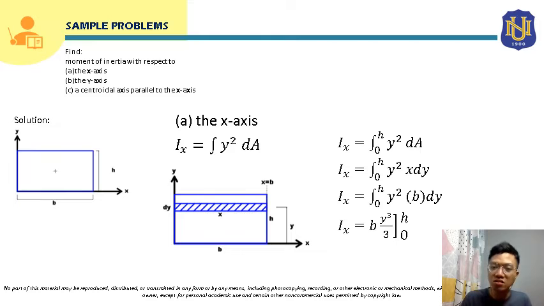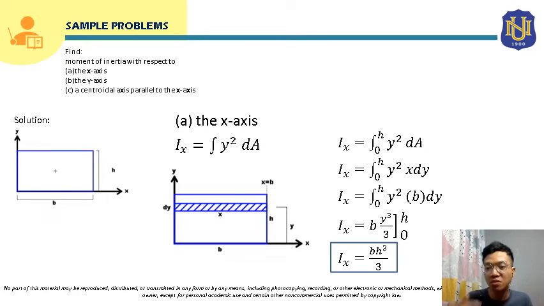Integrating y squared dy from 0 to h, with b factored out, gives y cubed over 3, which we evaluate from 0 to h. We substitute the upper limit h for variable y, minus the lower limit 0 substituted for y, which becomes 0, so we will not include that anymore. This just becomes b h cubed over 3, which is the moment of inertia about the x-axis.